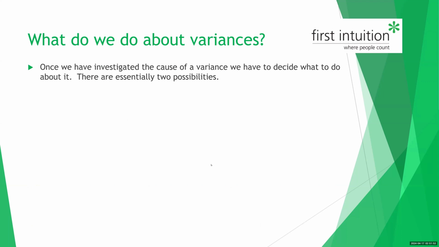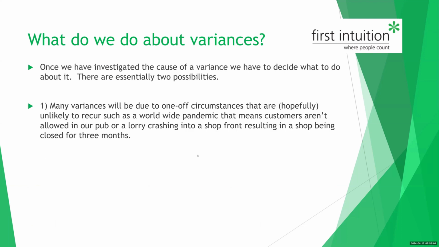So we've investigated, we've identified a variance, we've looked into the cause of it. What do we do about it? And really, it depends. There are two possibilities. It was a one-off. Look at what happened during COVID a couple of years back. Pub sales figures collapsed. So that wasn't something that was inherently wrong with the way they set the budgets. That was just a circumstance that nobody could have foreseen.